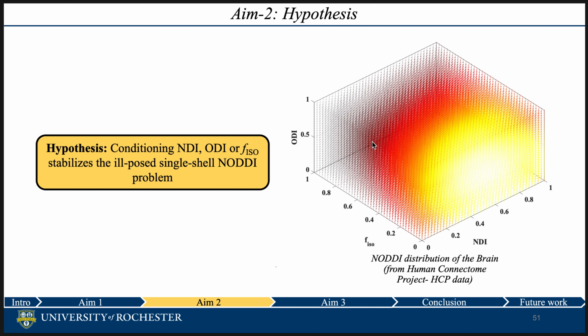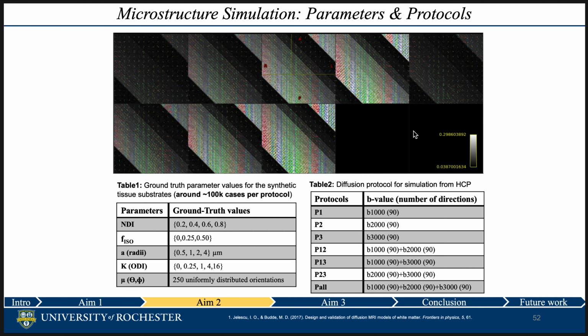So we took a high quality data set from the Human Connectome Project, took some healthy brains, and represented those parameters in a 3D Gaussian manner. It looked something like this. And this inspired us to define our parameter ranges based on that particular distribution. So our NDI, free water, and ODI were selected based on those ranges.